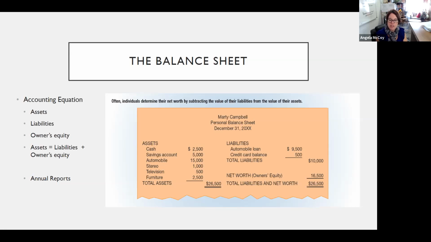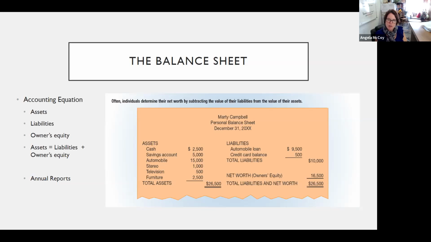The accounting equation shows the relationship between the firm's assets, their liabilities, and the owner's equity. So assets are resources the business owns. This could be cash, inventory, equipment, real estate. Liabilities are the firm's debts. It's what they owe to other people. Owner's equity is the difference between total assets and total liabilities. What would be left over for the owners if the firm's assets were sold and the money was all used to pay off the firm's liabilities?